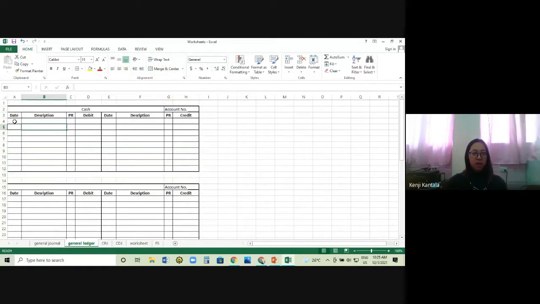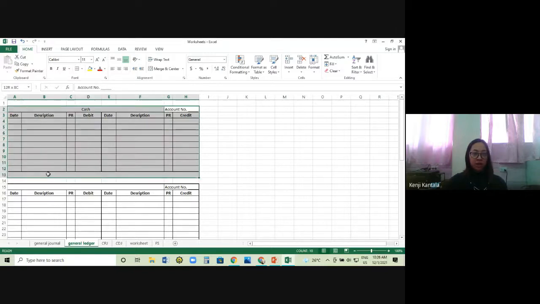So same, we have here your date, your description, PR. PR means post reference. So usually, we put a tick mark or check mark here kapag nag-reflect na siya sa ating worksheet. So here is the money column for debit. And then here is the money column for credit. Okay? So this one is specifically for cash only.